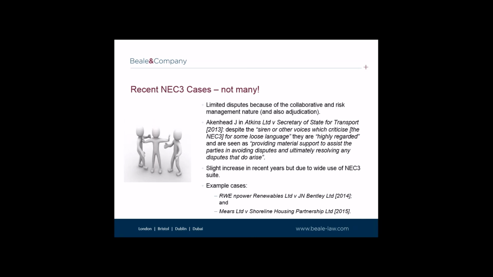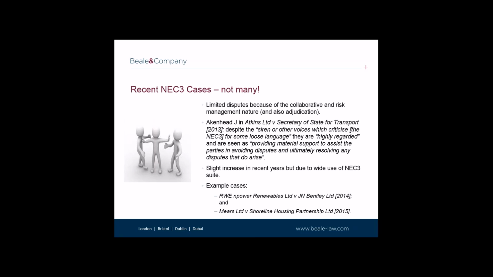The next case mentioned on the slide is Mears versus Shoreline. This case concerns a contract to carry out repair and maintenance services to housing units. The contract at tender stage was based on the NEC3 term service contract using an option C, and clause 10.1 of the contract required the parties to act in a spirit of mutual trust and cooperation, as we've discussed earlier in the presentation. Clause 12.4 of the contract was an entire agreement clause.